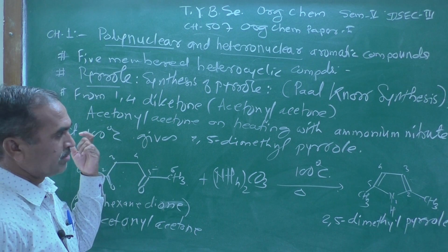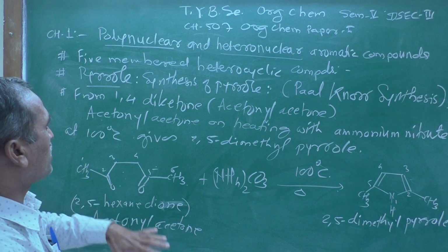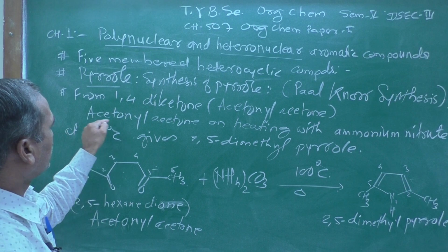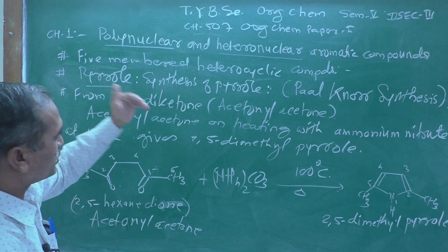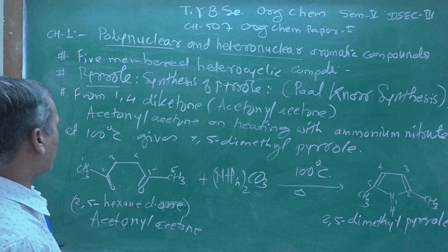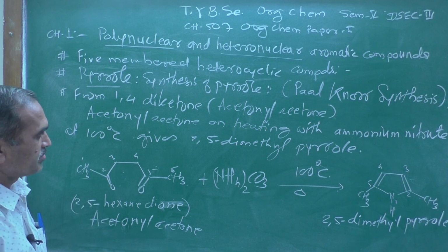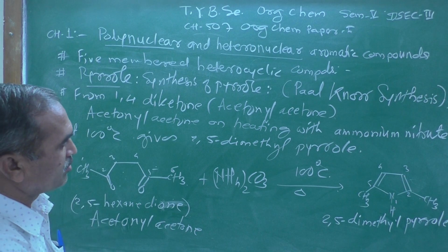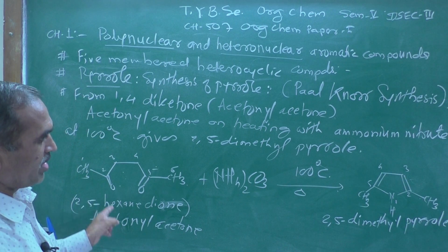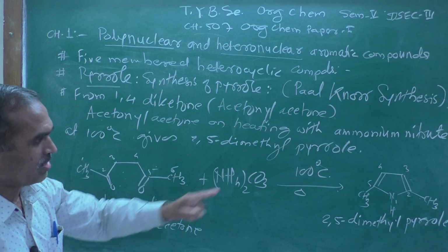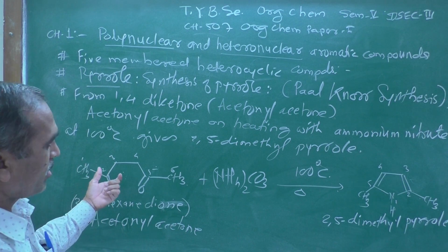We have synthesized it here in a very simple way, how they prepared this compound in the laboratory. They had taken as a starting material acetonyl acetone. On heating with ammonium nitrate, which is an inorganic material, at 100 degrees centigrade it gives 2,5-dimethyl pyrrole, which is represented here. The chemical equation is written over here, and this is the starting material.